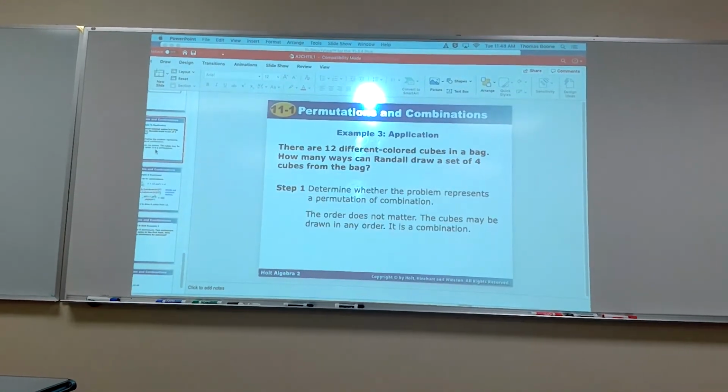All right, so here we go. So now, there are 12 different colored cubes in a bag. How many ways can you draw a set of 4? Now, this is, again, one of those cases where the order that you grab them doesn't matter. Okay, you either grab them or you don't. So this is a combination of 12, choose 4.